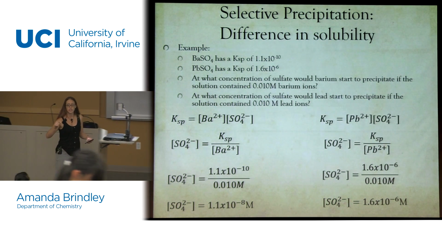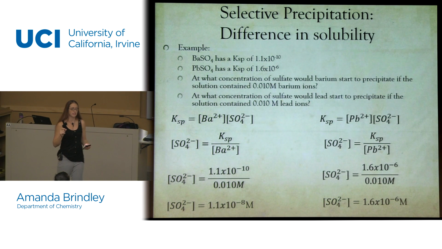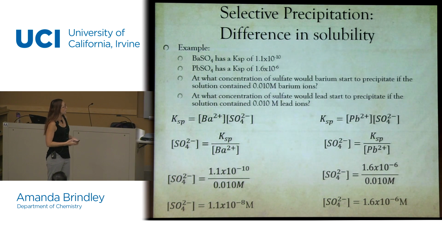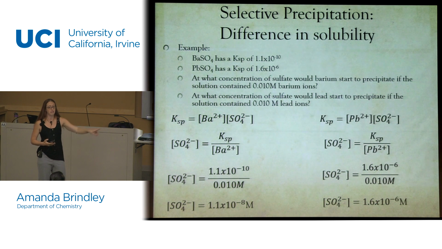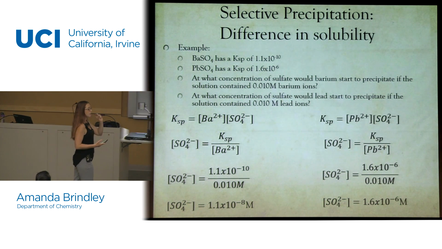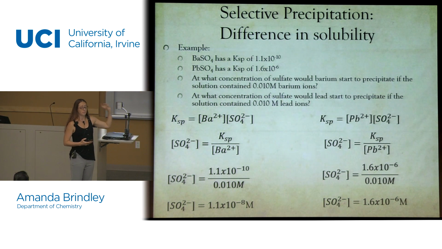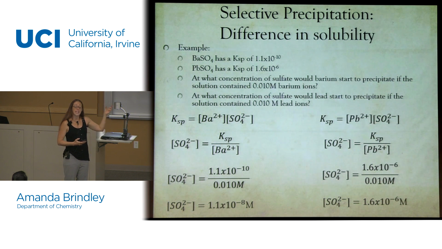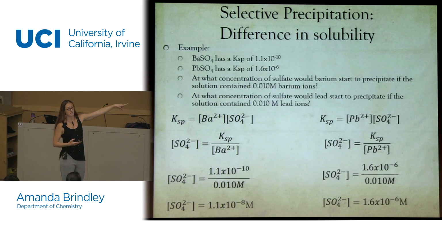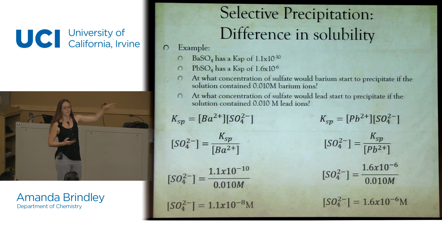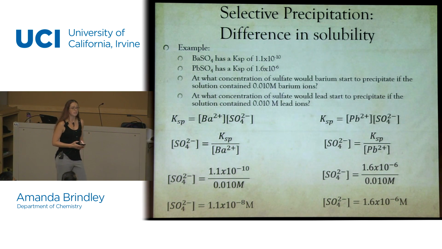So if you're slowly dripping in tiny amounts of sulfate ion, little tiny bits at a time, your first one starts to precipitate out at 1.1 times 10 to the negative 8th molar. When that amount of sulfate is added, the barium starts to come off. It doesn't mean it's all going to precipitate, but that's when it starts. Meanwhile, the lead doesn't start until you're in the 10 to the negative 6th realm. So that's a pretty big difference, right?